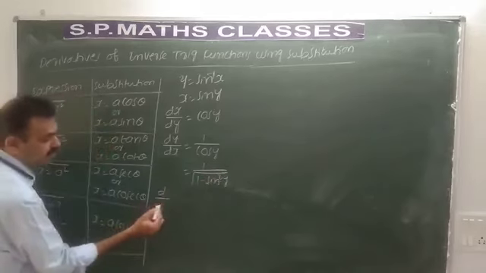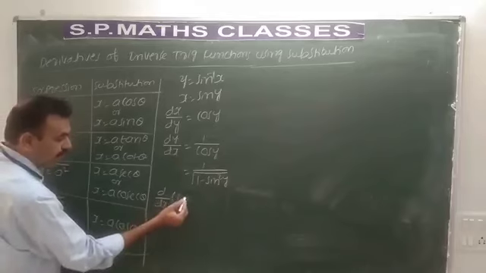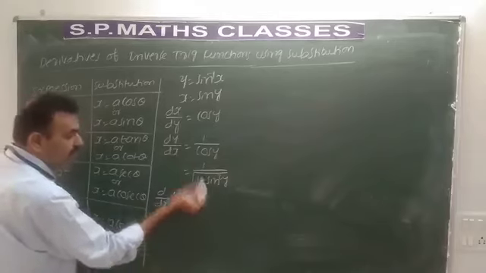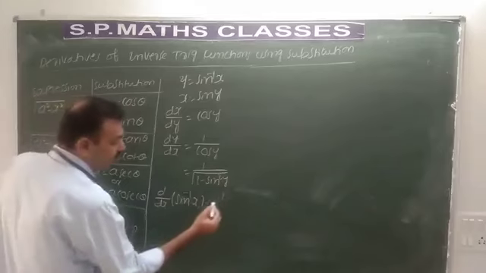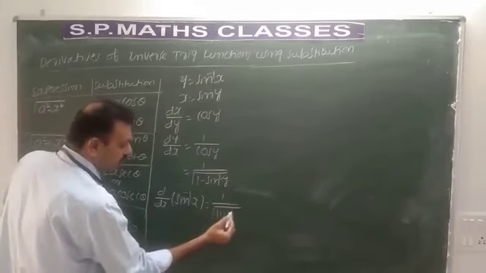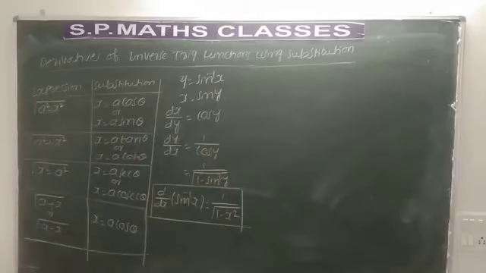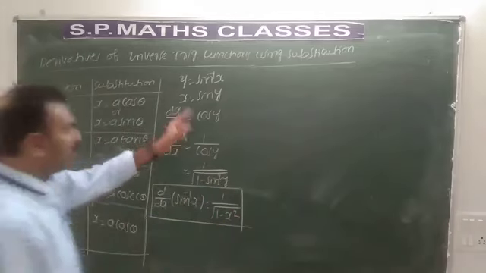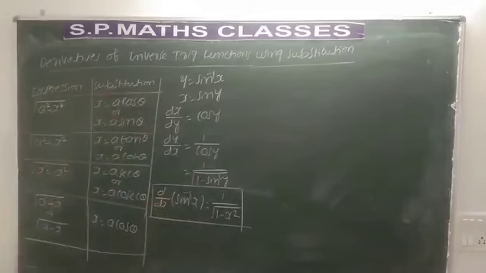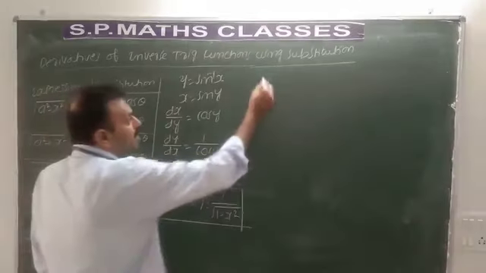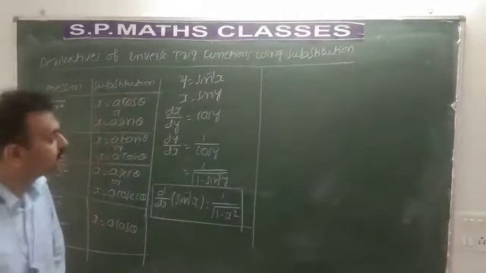So we further conclude d by dx of y, and y is sin inverse x, is 1 divided by root of 1 minus x squared. Since cos y is root of 1 minus sin squared y, and sin y is equal to x, the derivative of sin inverse x is 1 by root of 1 minus x squared. You need to remember this formula.